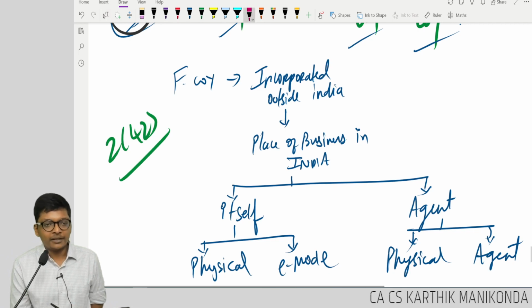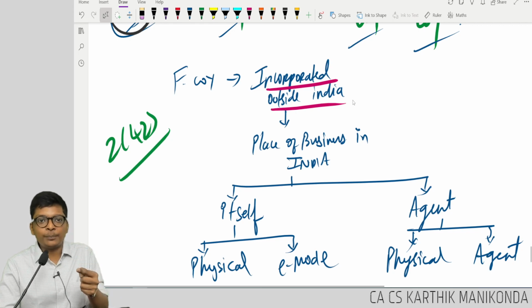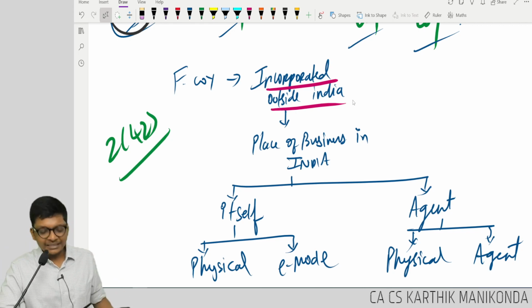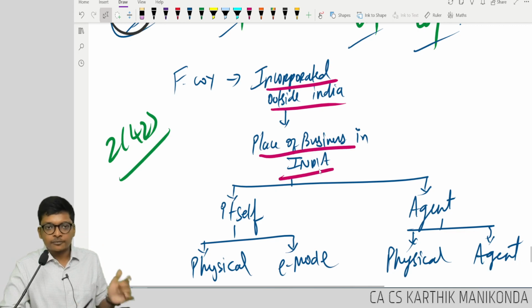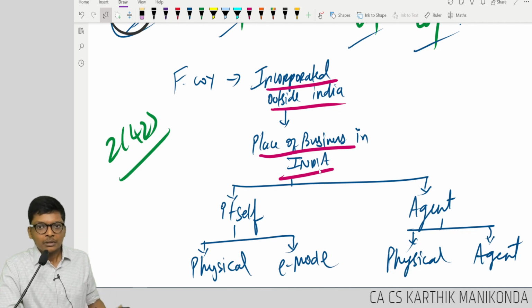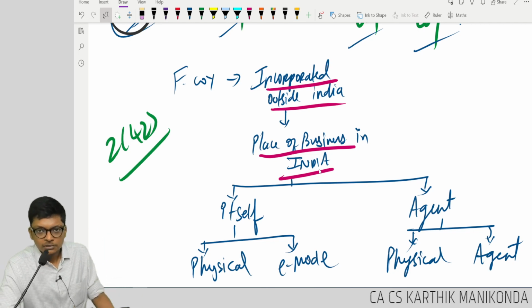Let's go one by one. Incorporated outside India means the US has its own company law, the UK has its own company law; incorporated in those countries but has a place of business in India. Example: Amazon, Uber, McDonald's. Are you following, guys? Amazon is a US entity registered outside India but has a place of business in India. Are you following?